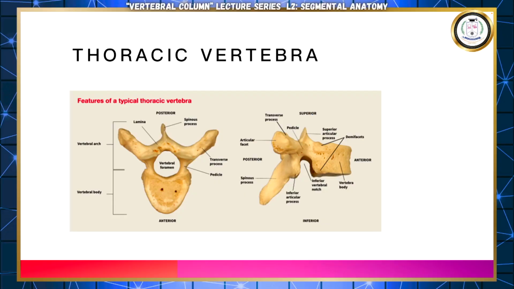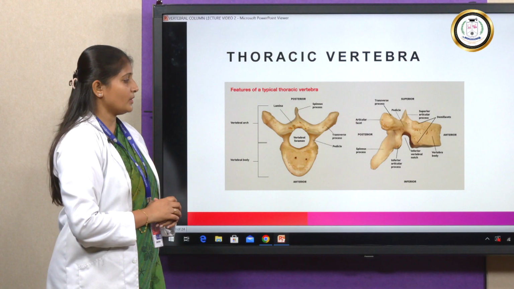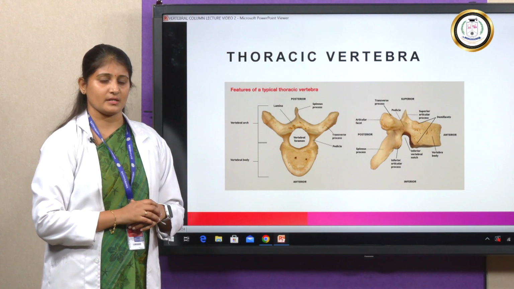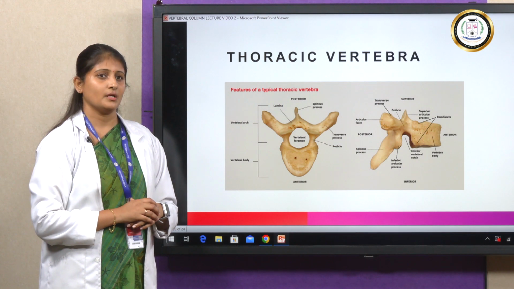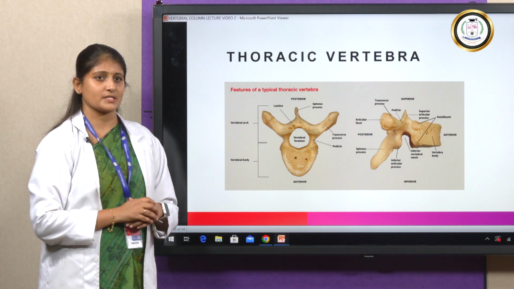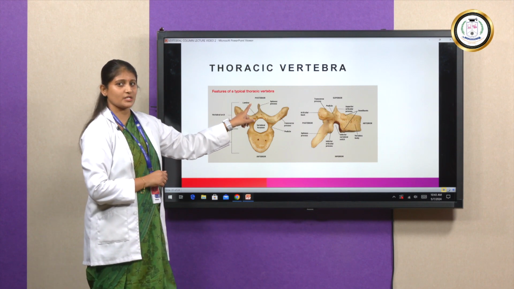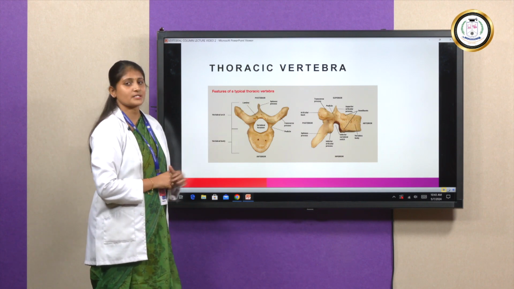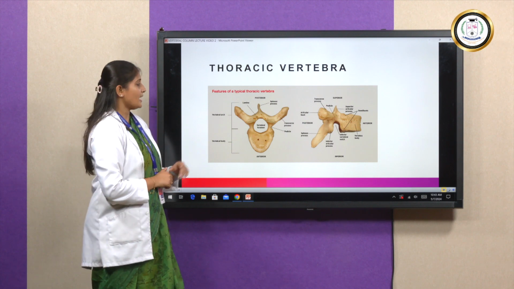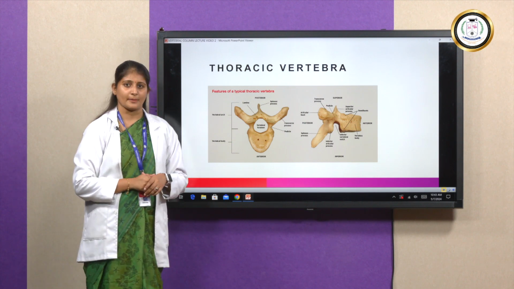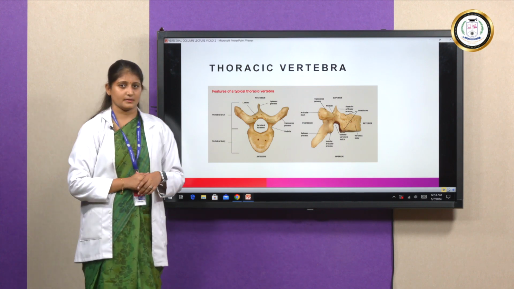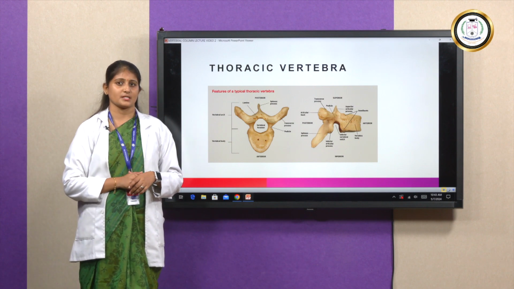This is a typical thoracic vertebra. We have a vertebral body in the anterior region and a vertebral arch in the posterior region. The vertebral arch further divides into different processes. So here we have the spinous process on the posterior side, transverse processes on the bilateral sides, and then a central vertebral foramen. This is the structure of a typical thoracic vertebra.